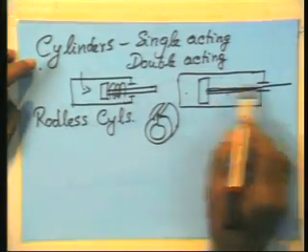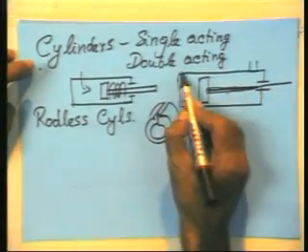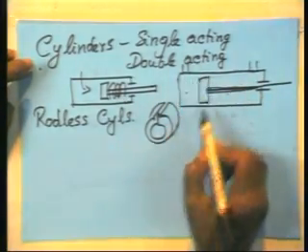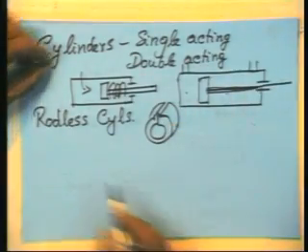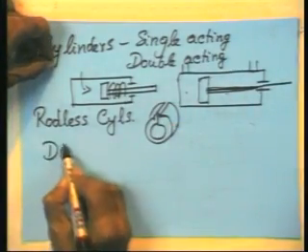Now, when you have a double acting cylinder and you would like to move it this way and that way, obviously you have to admit oil from one side to move this way, and then there are what are known as direction control valves.